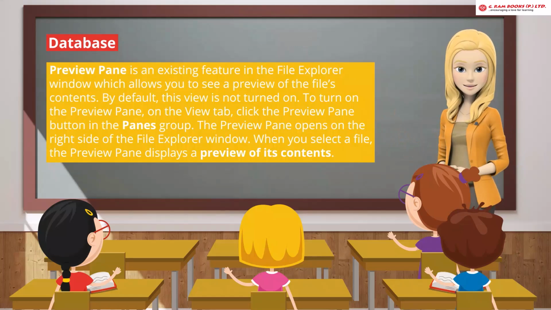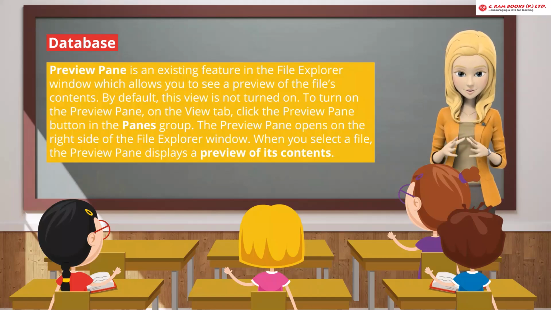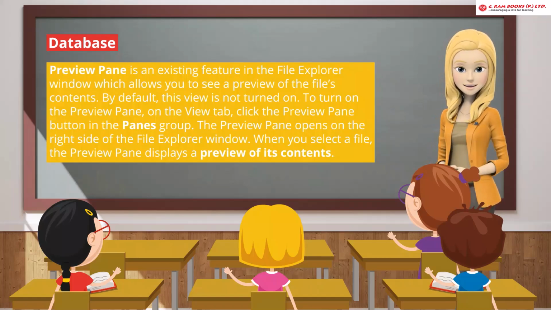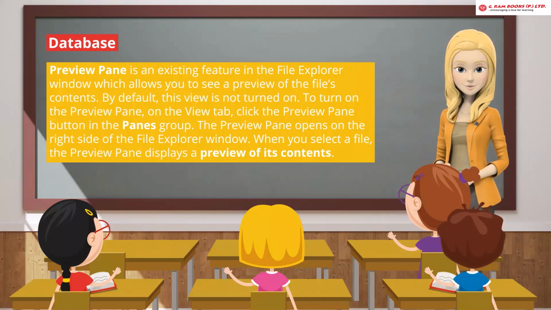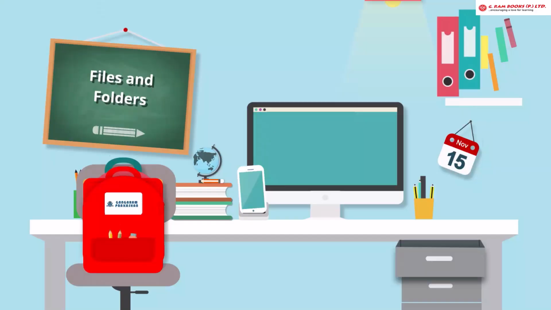To turn on the preview pane, on the View tab, click the Preview pane button in the Panes group. The preview pane opens on the right side of the File Explorer window. When you select a file, the preview pane displays a preview of its contents.